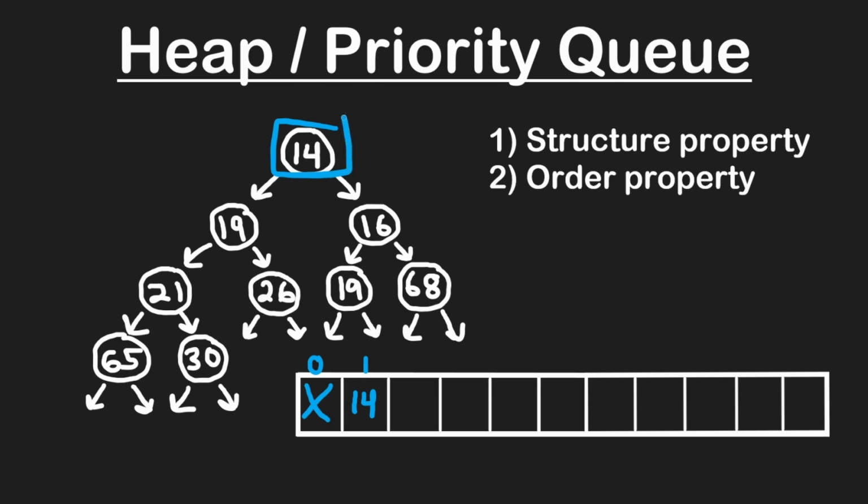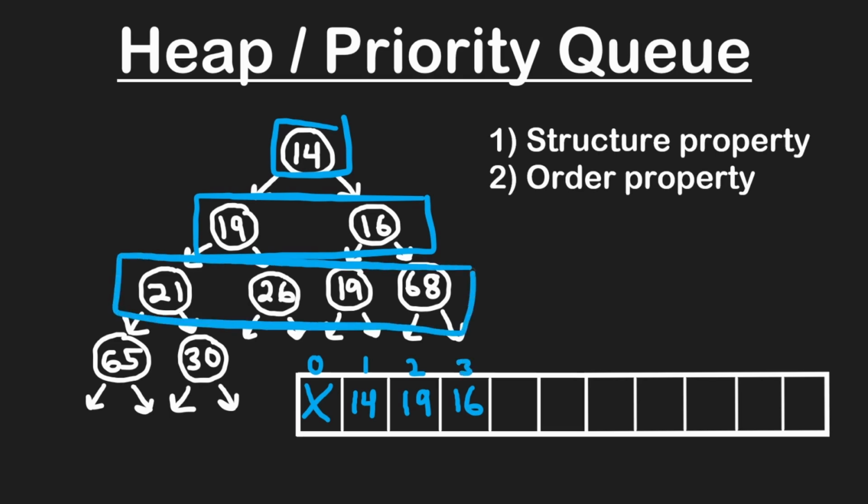So we got the root node. Next, we fill in the next level. We go left to right. So for the 19, we're going to put it at index 2. For 16, we're going to put it at index 3. And we're just going to continue going like this. But one thing I want to point out is that we know the root is at index 1. To get its left child, we go to index 2. To get its right child, we go to index 3.